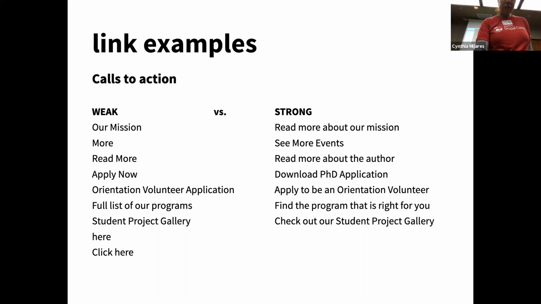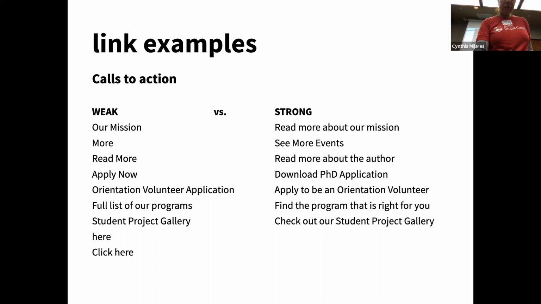So in this case, on my stronger side, it says "read more about the author," or "read more about this news article," or whatever it is. It can get a bit long, but that's okay. You want the user to know exactly what they're going to get when they click on this link. Some other examples here, like "our mission." It's okay as maybe a main menu navigation item, but as a call to action, you want it to be specific. Again, you want the user to know what they're actually going to get when they click on this link.